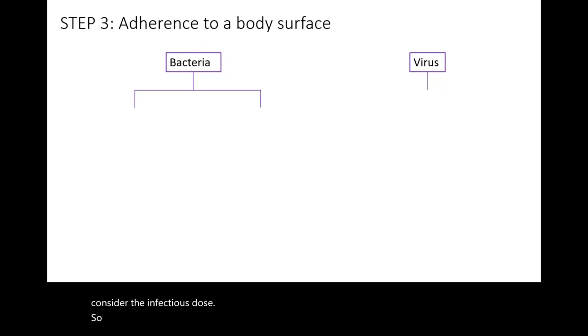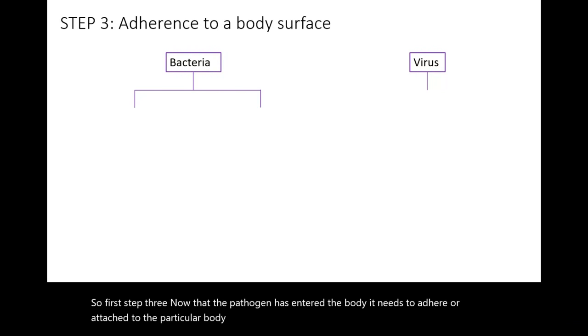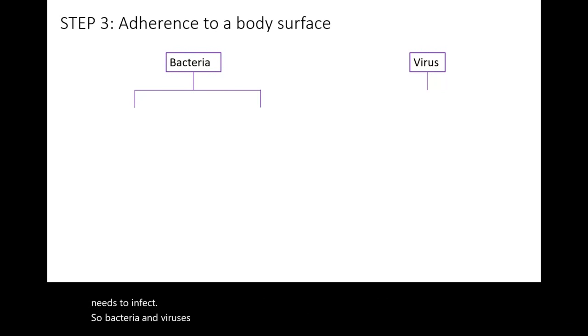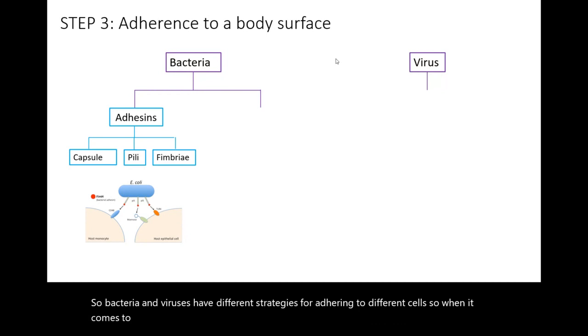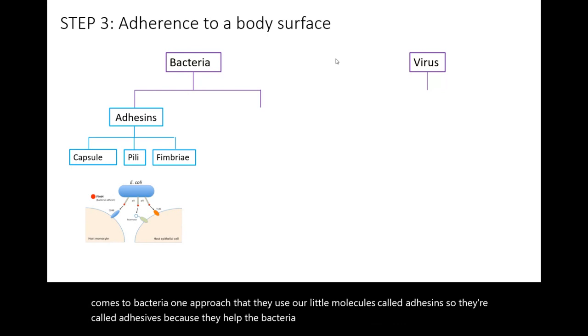So for step three, now that the pathogen has entered the body, it needs to adhere or attach to the particular body surface so that it can then invade the specific cell or tissue type that it needs to infect. So bacteria and viruses have different strategies for adhering to different cells. When it comes to bacteria, one approach that they use are little molecules called adhesins. They're called adhesins because they help the bacteria adhere or attach to the cell.